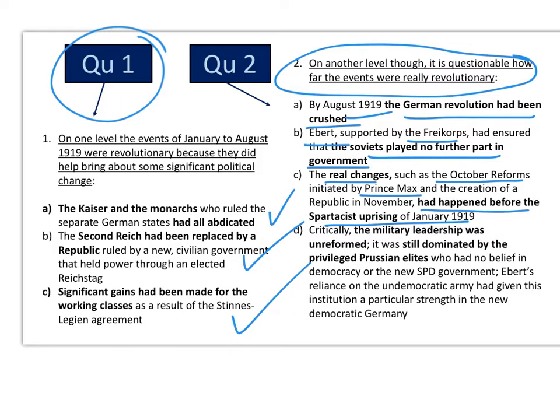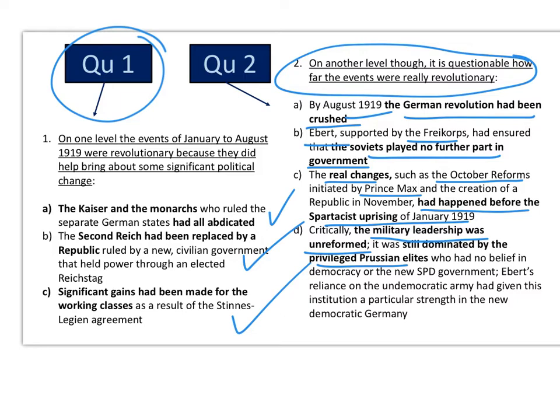And then critically, the military leadership was unchanged. And you could say the same for the civil service, you could say the same for the judiciary, you could say the same for the education system. The old Prussian elites, the upper classes of Prussia, the big farmers who lived to the east, who had dominated the machinery of government ever since 1871, continued to keep their jobs.